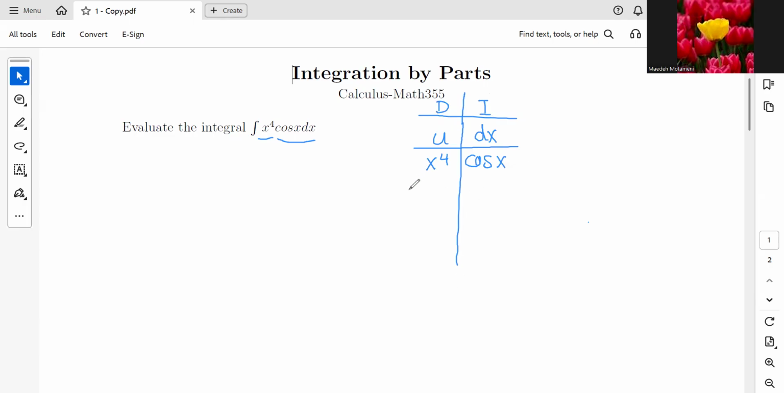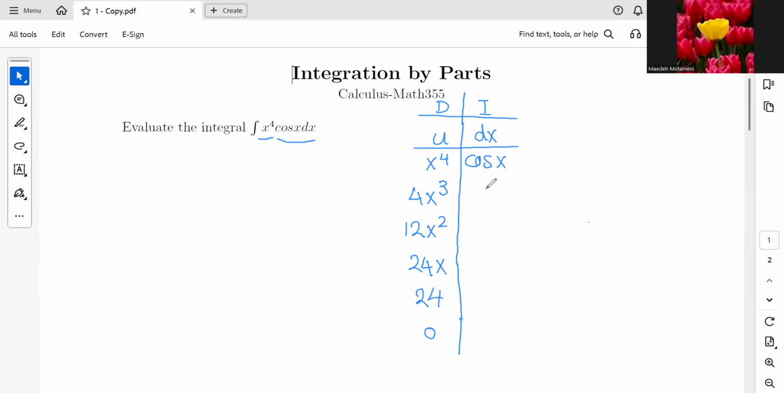We would take derivatives as long as we reach 0. So the derivative of x to the 4 is 4x cubed. Again, if we take the derivative, that would be 12x squared. The next derivative will be 24x, and the next one will be 24, and we know that the derivative of 24 is 0. So that is 1, 2, 3, 4, 5 times of derivative. So we're going to take the integral 5 times.